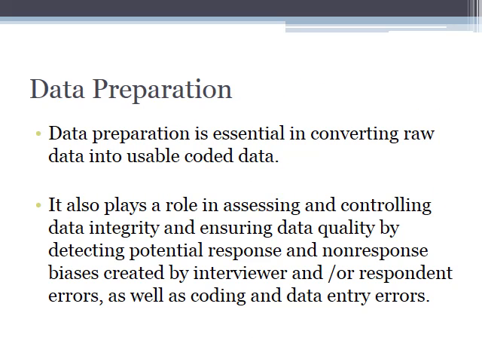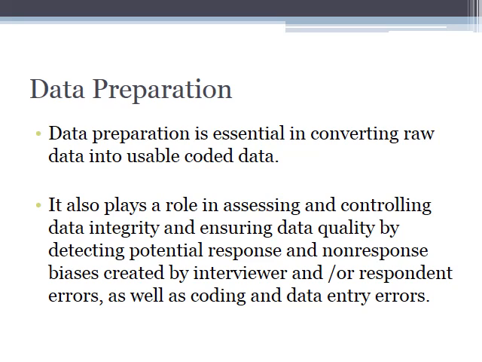Data preparation is just essential in converting raw data into usable coded data. So it's taking all of that scanner data and converting it so that it can be used based on its codes. It can be used to create a statistical analysis. It also plays a role in assessing and controlling the integrity of the data and making sure that the data is of high quality by detecting any potential response or non-response biases, which we'll talk about, some errors created along the way, especially in the coding or in the data entry.